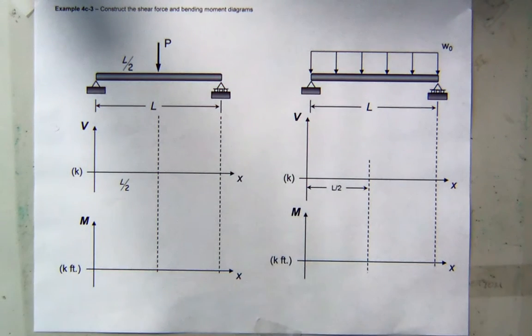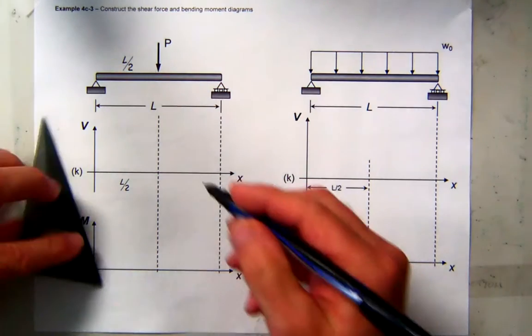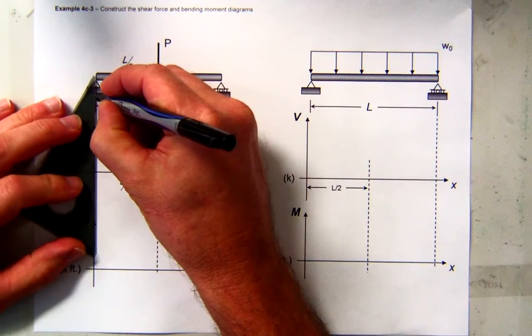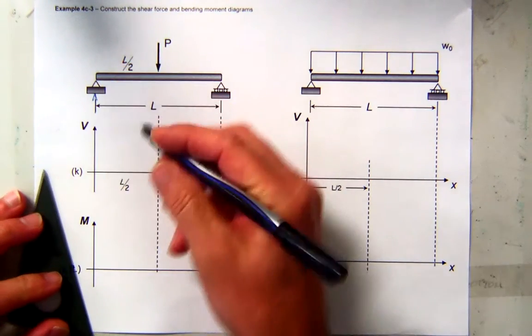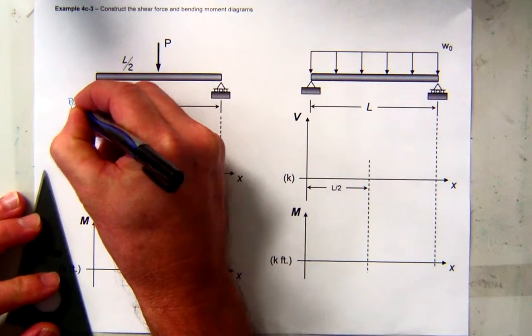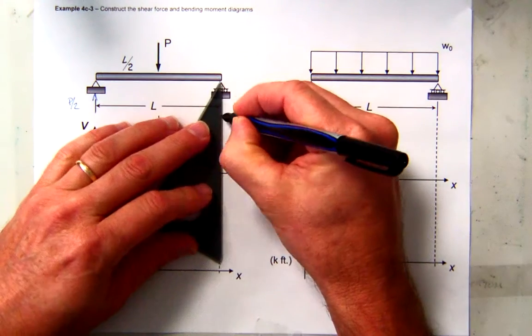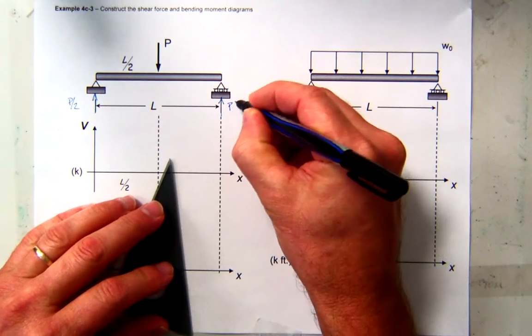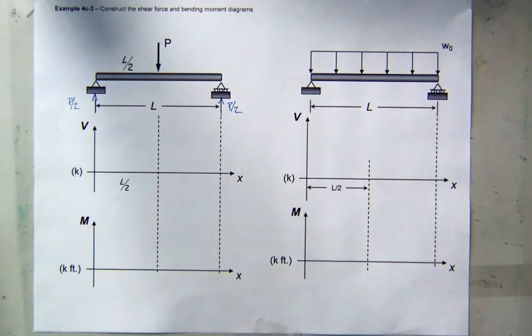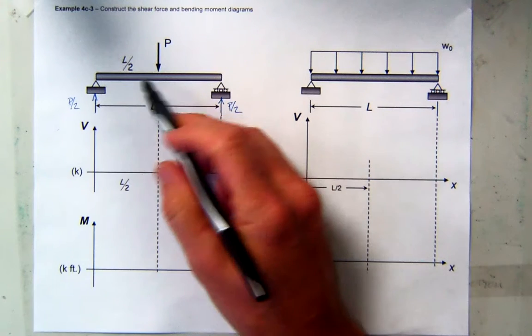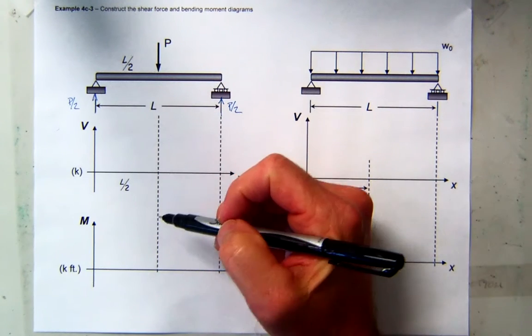So again, just to get you started, I'm going to tell you that the reaction on the left side is P over 2, and the reaction on the right side is P over 2. I think you can probably see that's true. The load is right in the middle. You'd expect it to be evenly distributed.